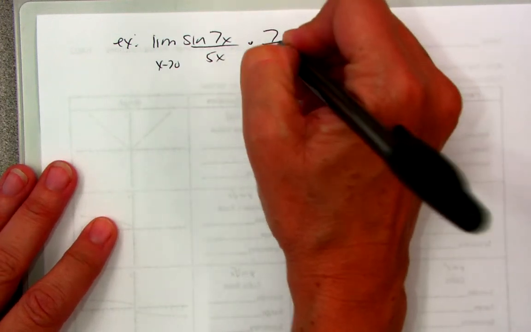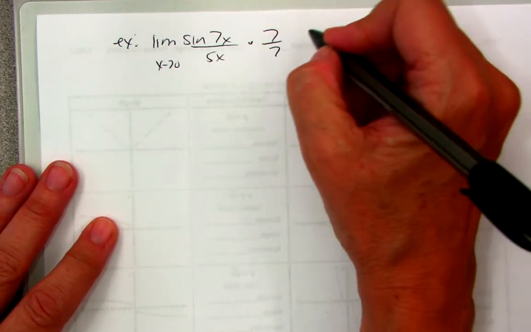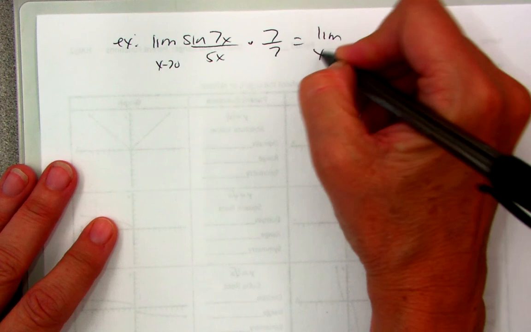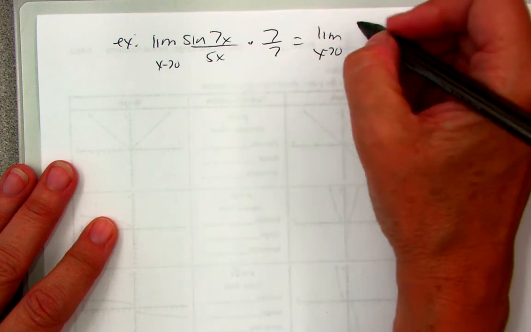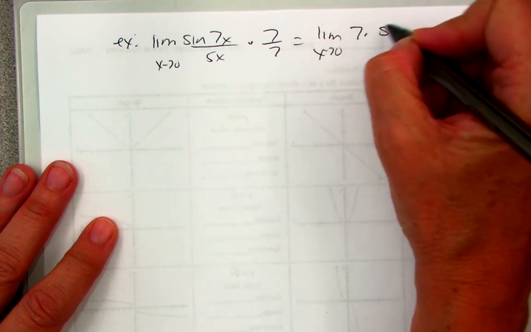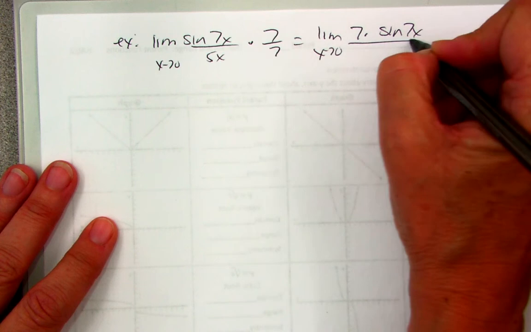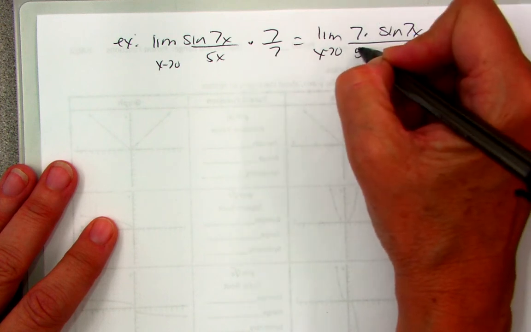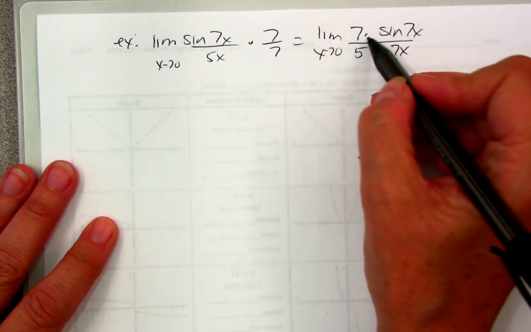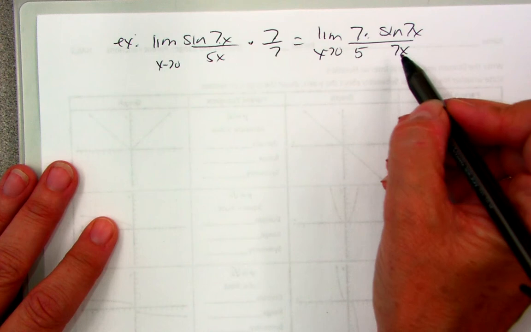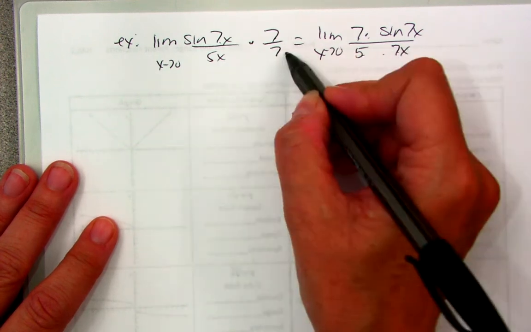So let's force a 7 in the denominator by multiplying by a special 1. So let's put 7 times in front, sine of 7x. And then I want the 5 here and the 7x here. So 7 times sine of 7x is right here. 5 times 7 times x is all right here.